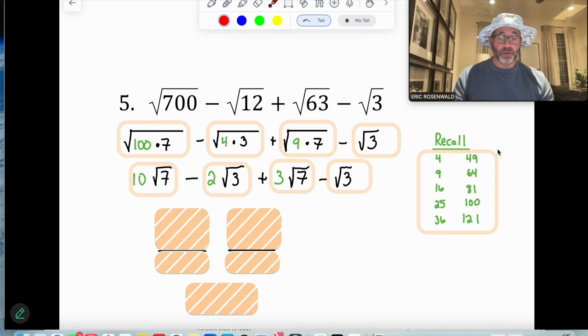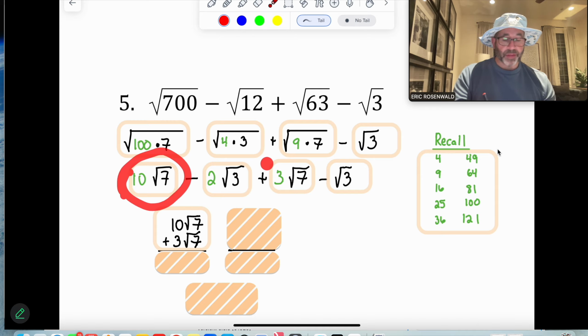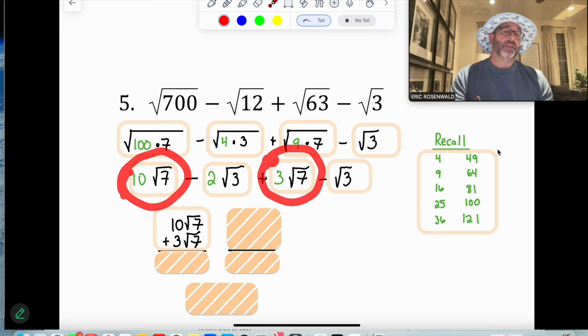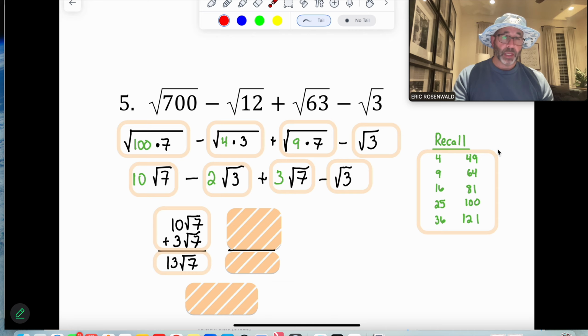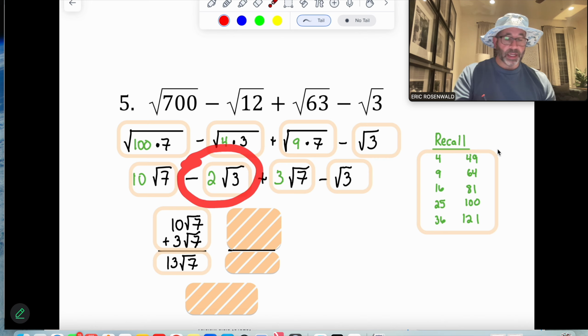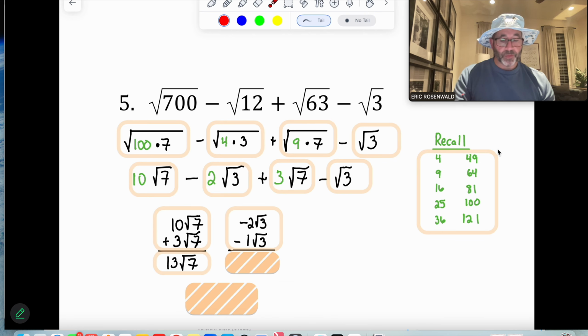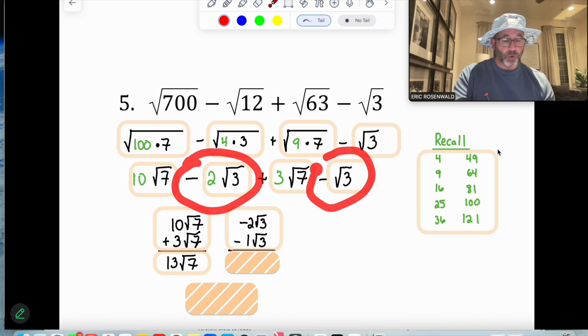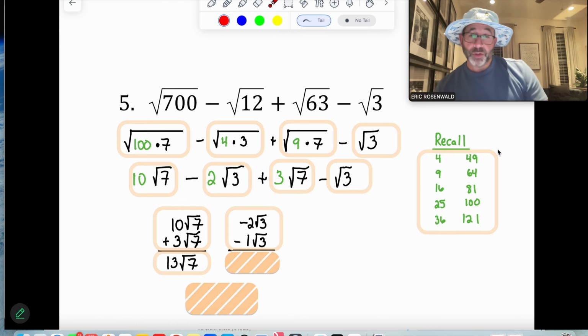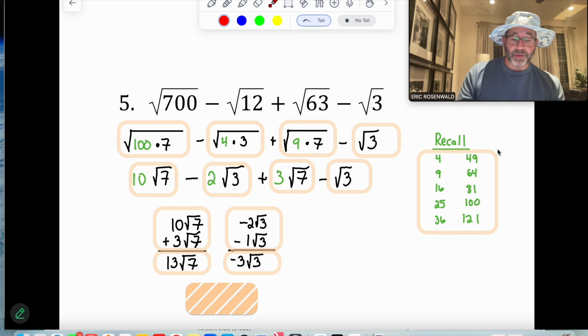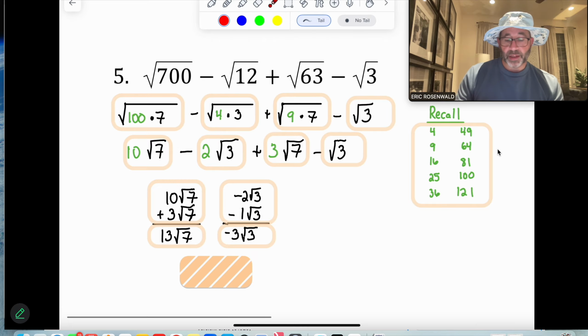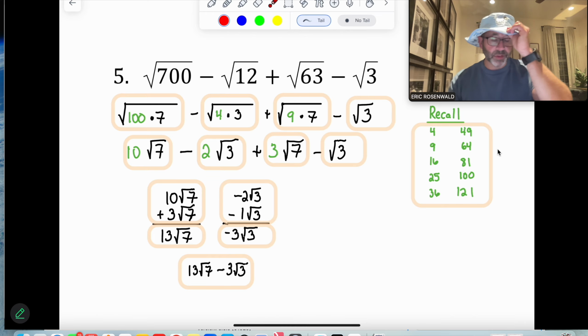So now we have to look at the parts that can be combined. Let's look first at the root 7s. The 10 root 7 that's right here and the 3 root 7 have the same roots, so those can be put together. If I have 10 root 7s and I add 3 more root 7s to it, I've got 13 root 7s. If I have a negative 2 root 3 and a negative root 3, I have negative 2 root 3 and a negative 1 root 3. So if I have a negative 2 and a negative 1, I've got a negative 3 root 3. So put it all together, we've got 13 root 7 minus 3 root 3.